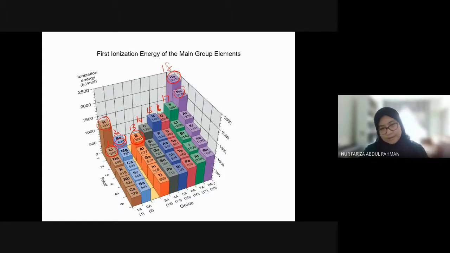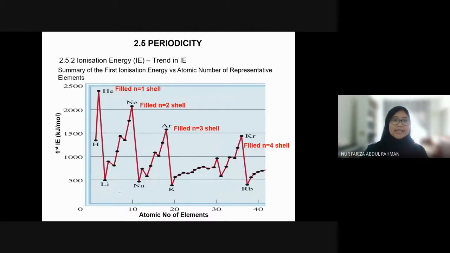Okay, alright. Ni in terms of the graph, nampak tak? Okay, ni period 2 okay. This is period 2. Nampak tak? Lithium, okay, increasing. This is 1, 2, 13, 14, 15, 16, 17 and 18. Nampak tak? 1, 2 dah increasing dah maksudnya.